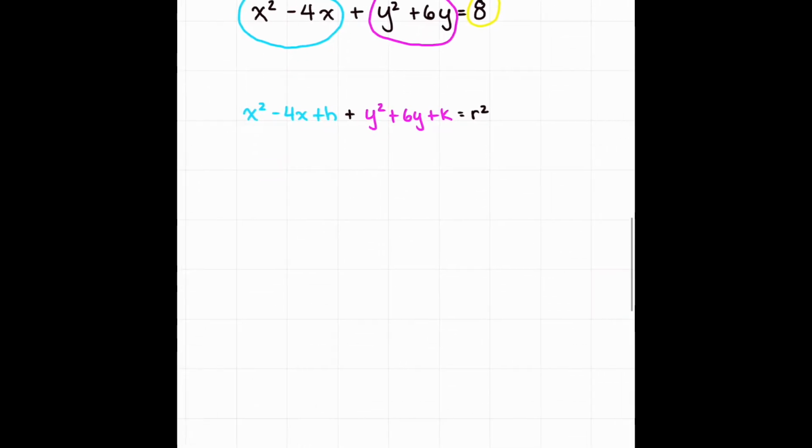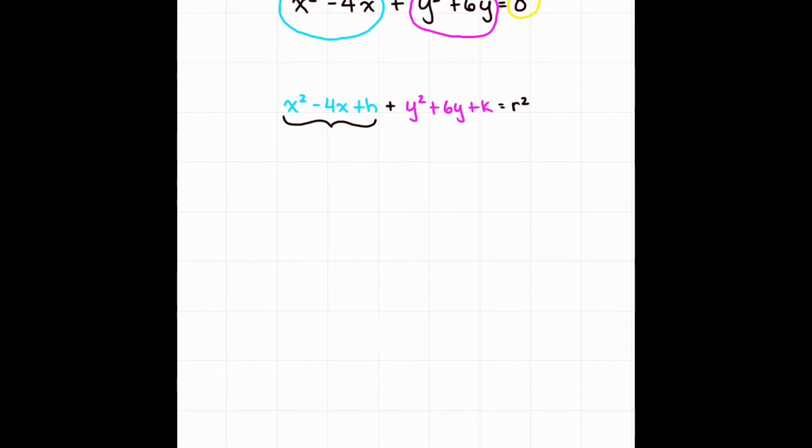Alright, so now let's solve for h. We're going to have h equal to the coefficient in front of our x, so that's -4, and then divide that by 2. For k, we're going to have k equal to the coefficient in front of our y, which is 6, and we're going to divide that by 2. So for h, that is set equal to -2, and for k, that is set equal to 3.